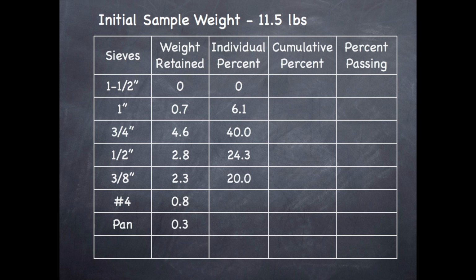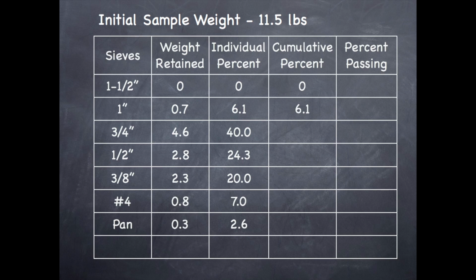So I think that you can see how this works now. We're going to fill in the rest of the numbers below and move on to cumulative percent retained. Now to get the cumulative percent retained of any sieve, all we do is take the individual percent retained of that sieve and add to it the individual percent retained of all the previous sieves.